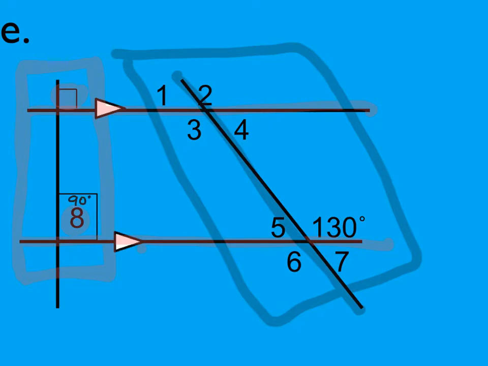Now go to the 8 on the right-hand side. There's a lot of different relationships going on. You've got linear pairs, you've got vertical angles, you've got corresponding, you've got consecutive interior, you've got alternate interior, you've got alternate exterior. So there are a lot of different ways to figure it out. You only need one measure, which is given as 130. So tell me first, what other angles are 130 degrees?